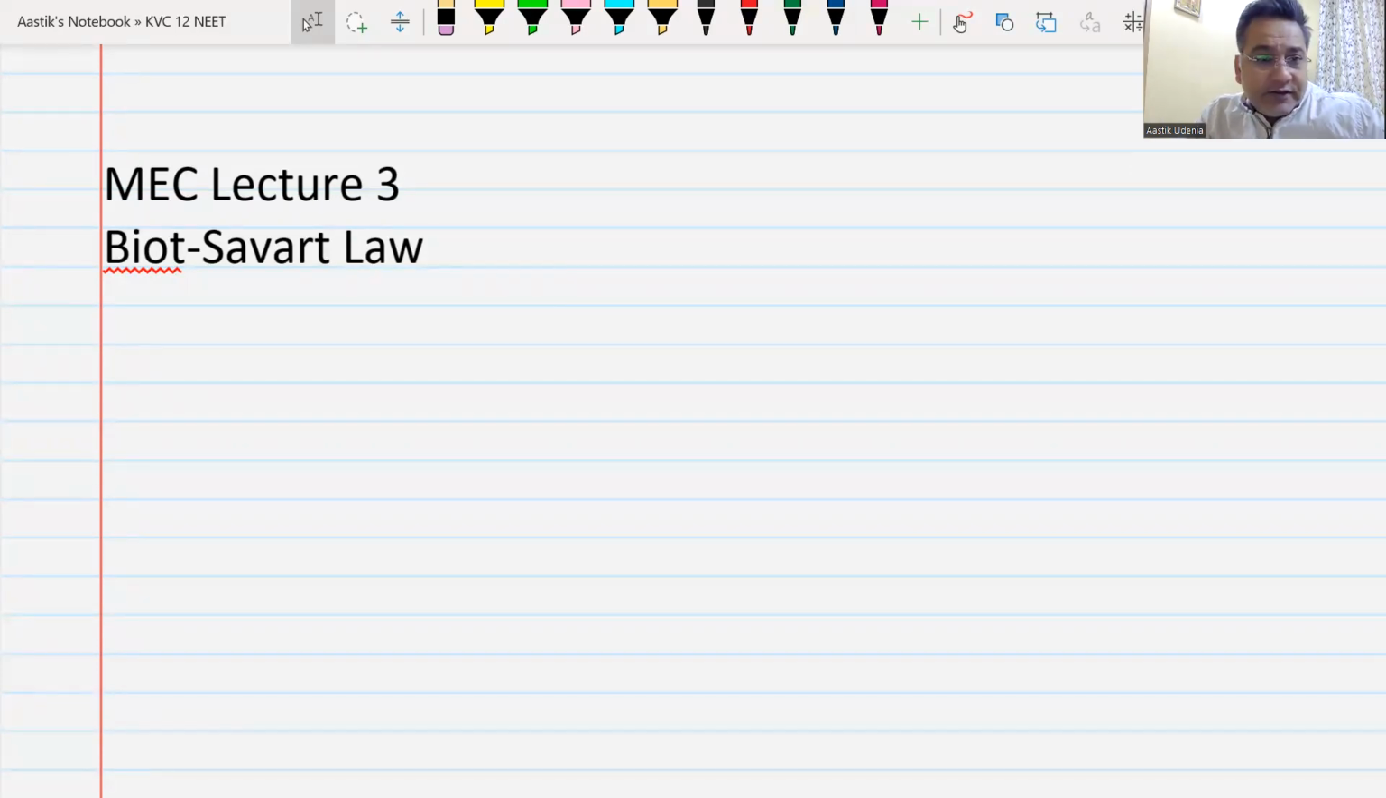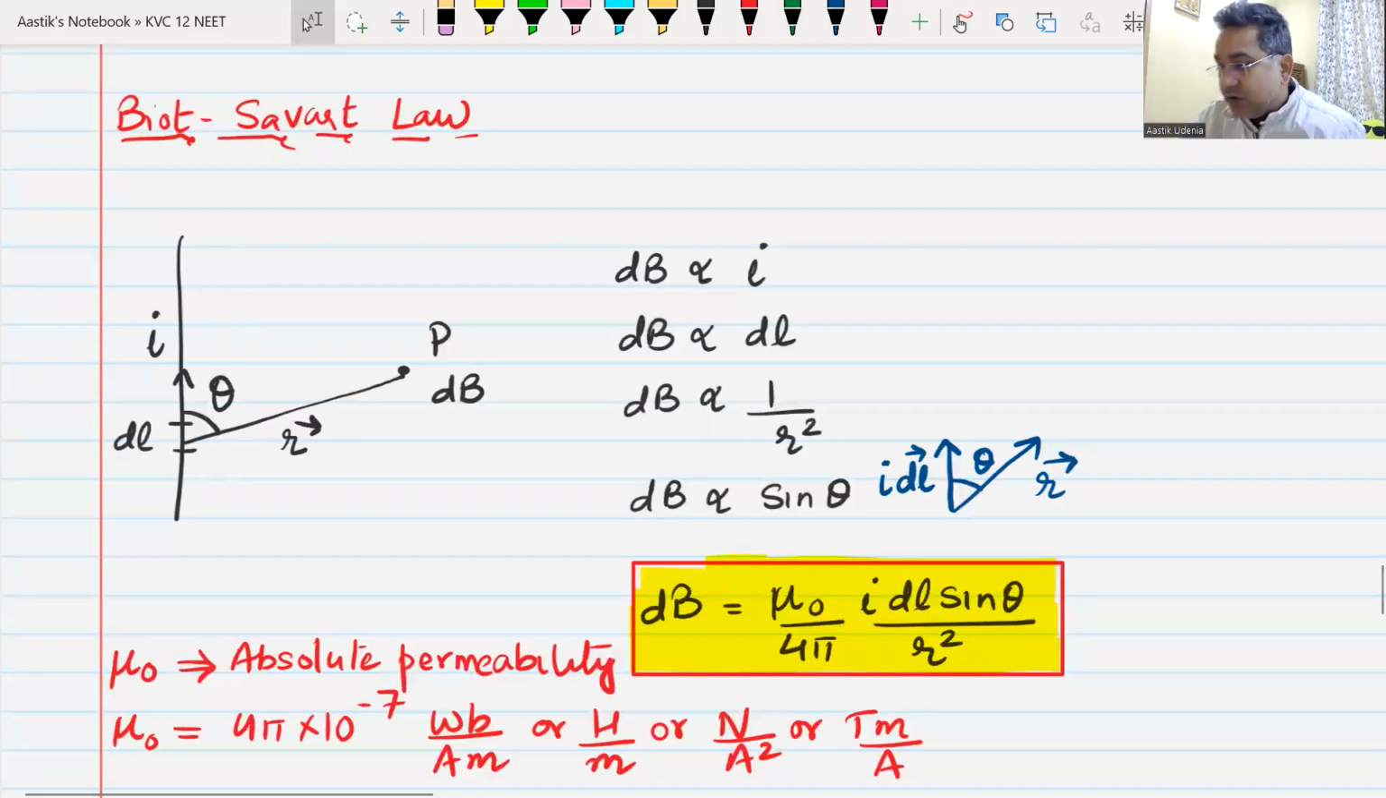And in the previous class, we have gone through a very important aspect, which is the Biot-Savart law for a current carrying element. We have seen that the magnetic field due to a small current carrying element is given by this formula: mu naught I dl sine theta by 4 pi r square. This is the scalar formula.